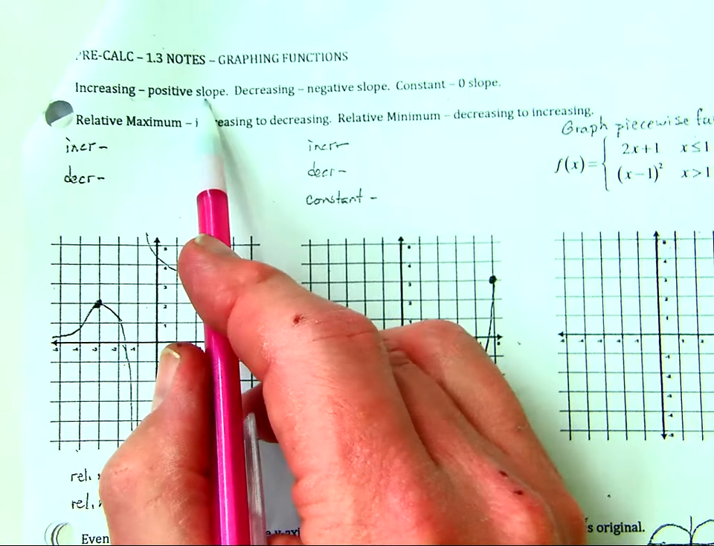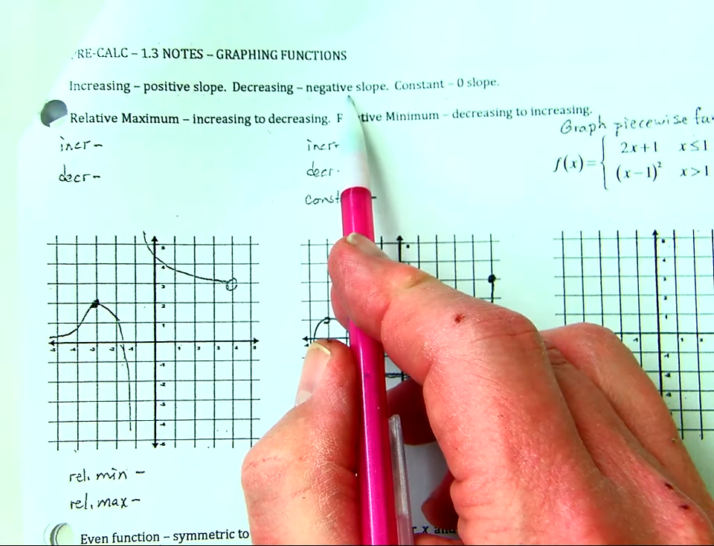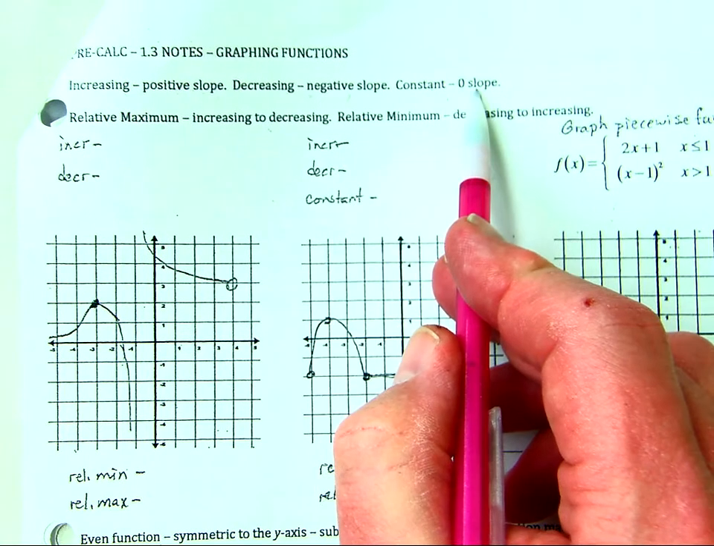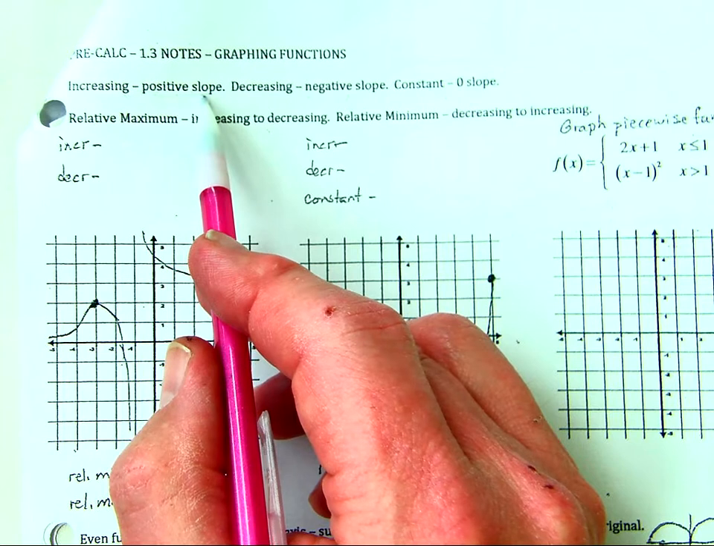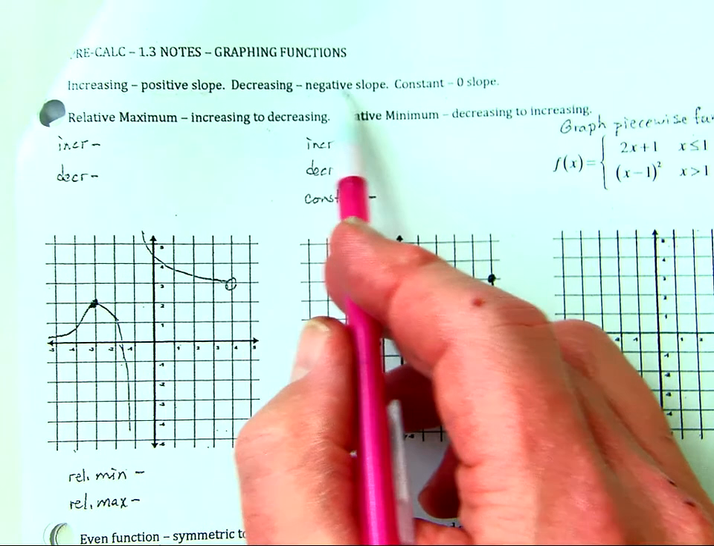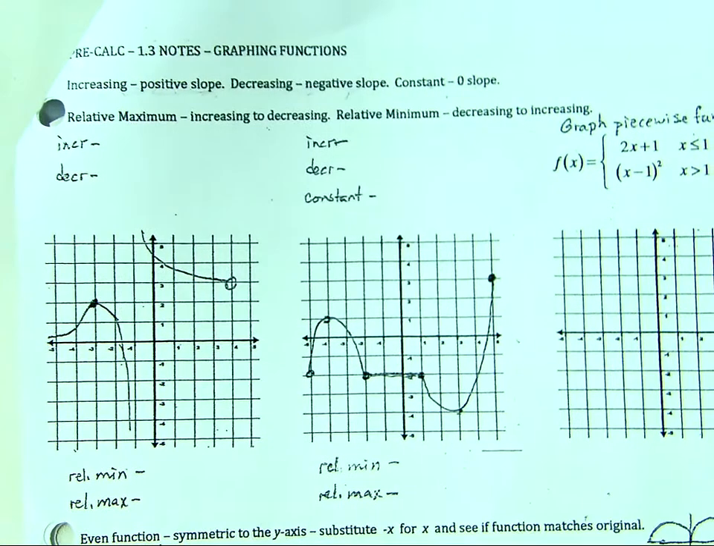So increasing is when it has a positive slope. Decreasing is when it has a negative slope. Constant when it has a zero slope. So if it's going up, if it's curving upwards, it's increasing. If it's curving downwards, it's decreasing. If it's horizontal, it's constant.